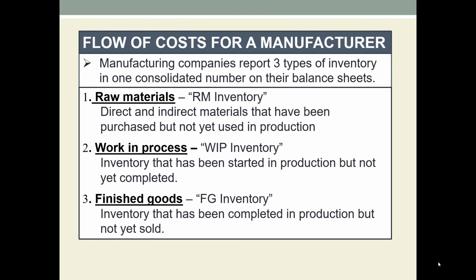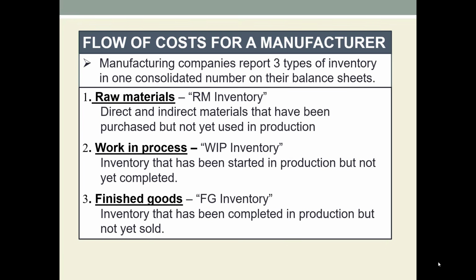When we talk about flow of cost for a manufacturer, you'll see that there are three types of inventory. This is the thing that is different on the balance sheet for a retailer versus a manufacturer. A manufacturer will have not just one inventory called merchandise inventory, rather they'll have raw material, which is direct and indirect materials that have been purchased but not used.